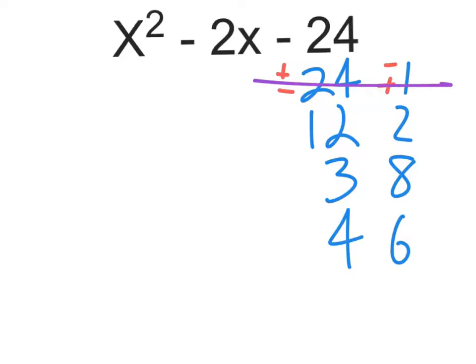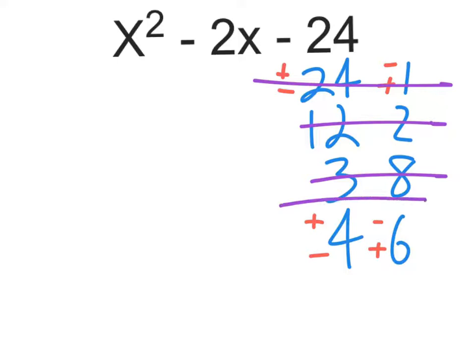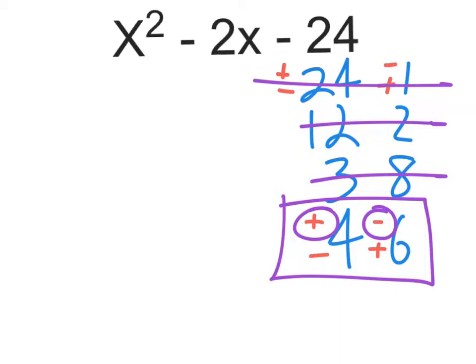Same can be said for 12, because positive 12 minus 2 is going to give us positive 10. And likewise for the rest of those combinations. Same thing with 3 and 8. So now what we're left with is a combination of positive 4 and negative 6, or negative 4 and positive 6. So we're thinking about this pair, and I know that negative 6 plus positive 4 will give us negative 2. So this is our shortcut to approaching this kind of problem.